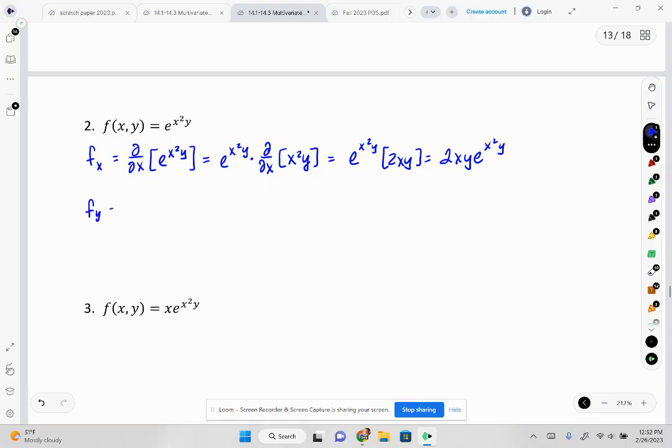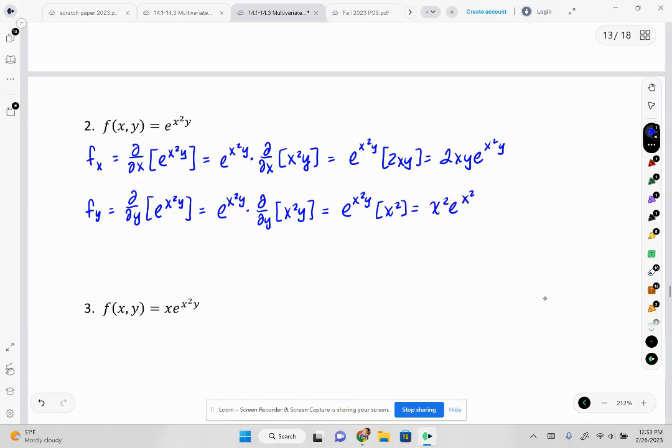F sub y is going to be del y of e to the x squared y. Same thing happens. The derivative of an exponential is the exponential, so I get the e to the x squared y times, and now chain rule, del y of x squared y. And in there, the x squared is treated as a constant. The y is my variable. So del y of x squared y is just x squared. So I get e to the x squared y times x squared, or I can write it as x squared e to the x squared y.